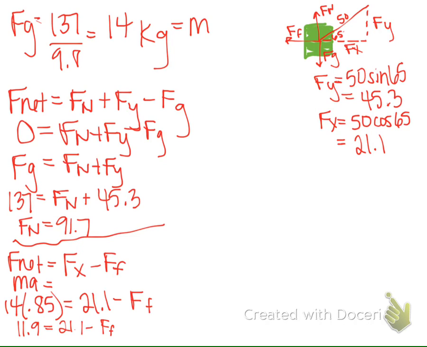We want to subtract over 21.1. Good. So that gives us negative 9.2 equals negative force of friction. Okay, so we can just cancel those negatives out. Force of friction equals 9.2. Does that part make sense? Okay. So then we know that force of friction equals 9.2.